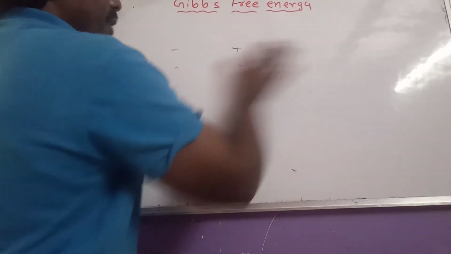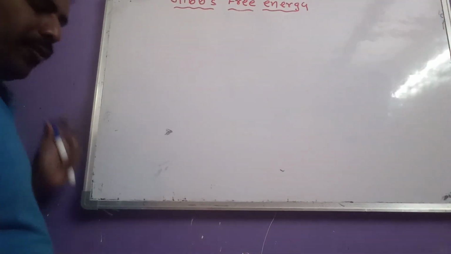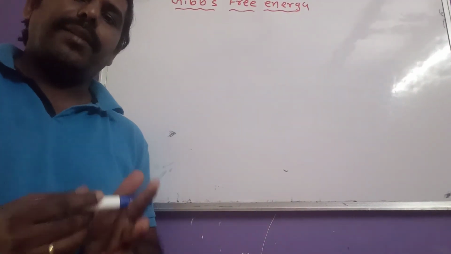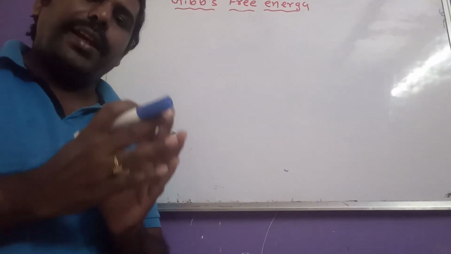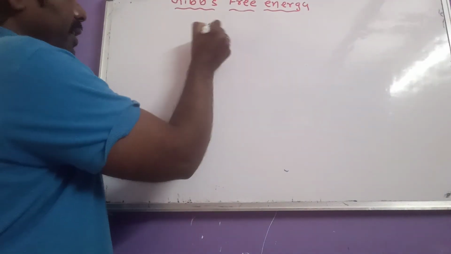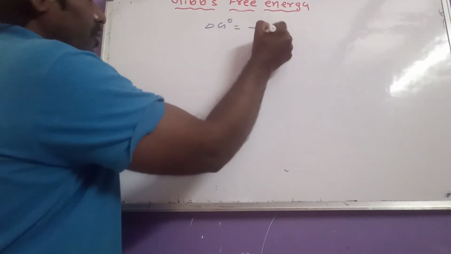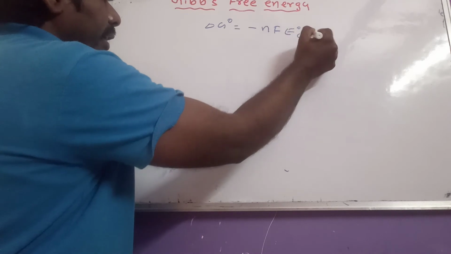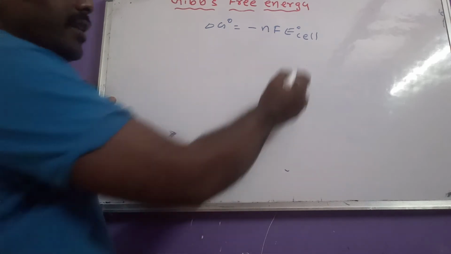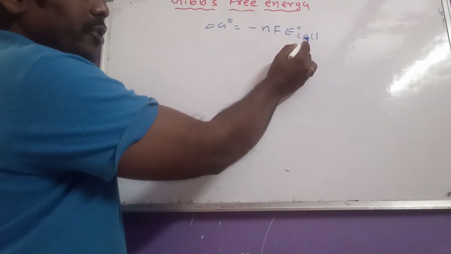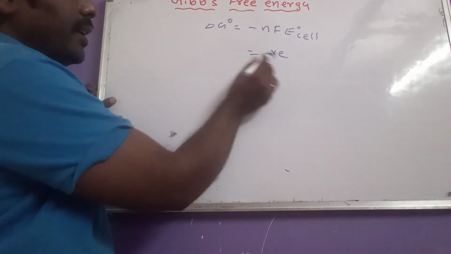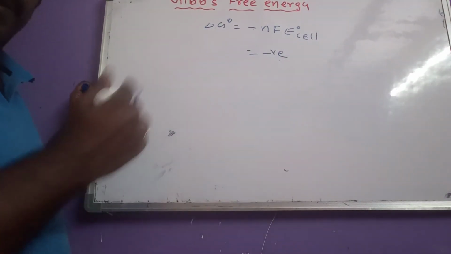Now some important relations give free energy change and E naught cell, that means the E naught value of a galvanic cell. Delta G naught equals minus nF E naught cell. If E naught cell is positive, positive into negative will become negative. So delta G naught negative means the reaction is spontaneous.